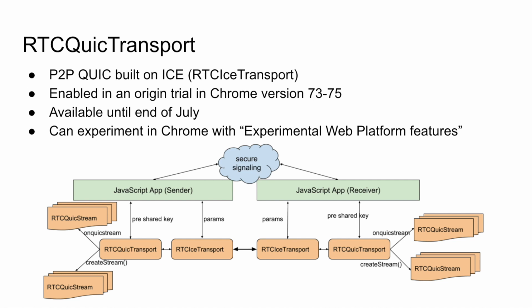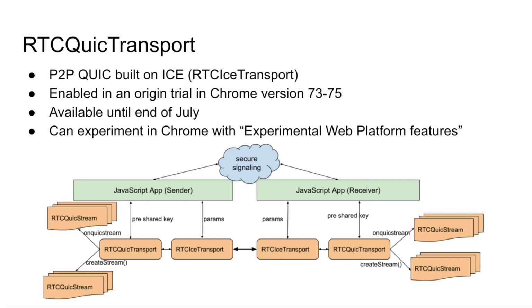So right now, this is enabled in an origin trial in Chrome, version 73 through 75. You may be asking what an origin trial is, and it's basically a way for Chrome to expose new experimental web APIs to specific origins on the web. So it's basically a safe way of deploying new experimental features and allowing people to try these out. So anyone can go to your origin and use this new API.